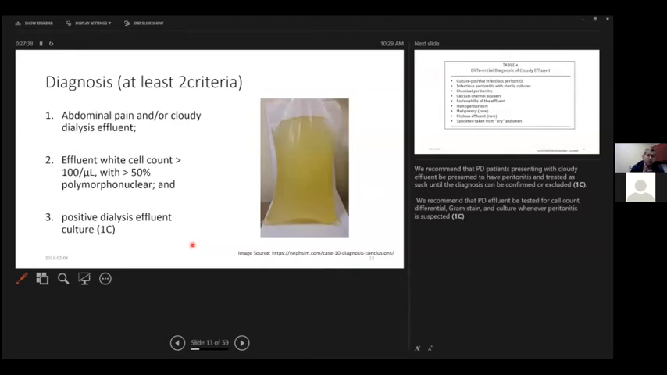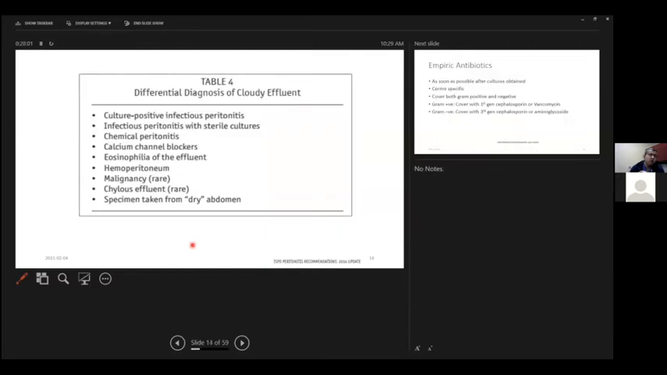neutrophils, basically. I had a patient with a 180 cell count, but the neutrophils were just 30. I knew it was lymphocytosis. Obviously, I had to look for something else. But that is the second category. You have to have neutrophils in that fluid. And third is, obviously, if you have a positive culture. So if you get 2 out of 3 of those criteria, then you make a diagnosis of PD peritonitis and you start treating immediately. So what is the differential diagnosis of a cloudy effluent?